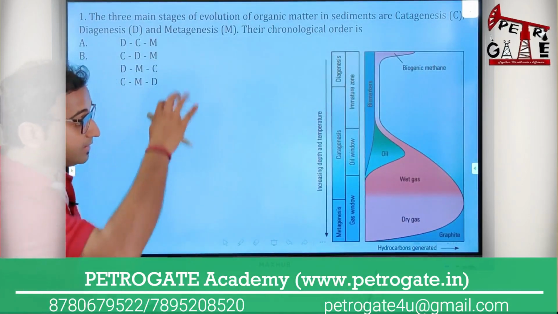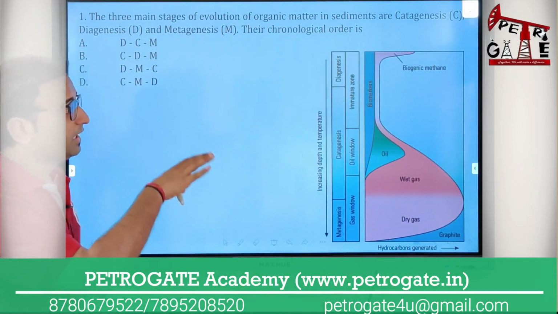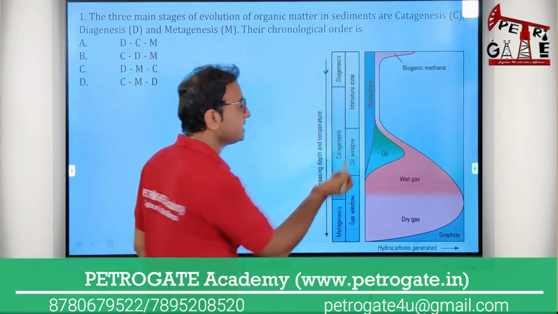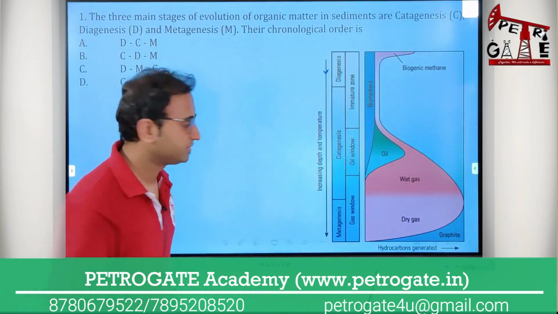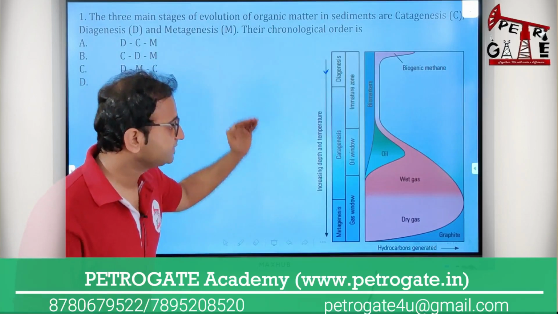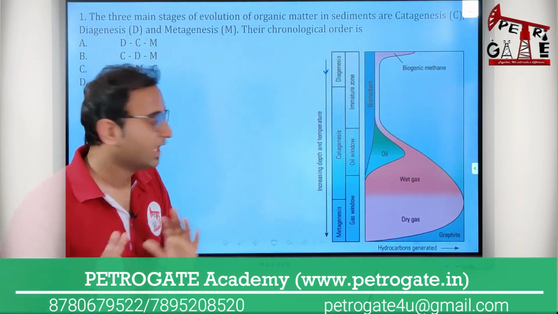Whenever your organic material is deposited at a higher depth, you will see in the initial stage will be diagenesis, the secondary stage will be catagenesis, and the tertiary stage or third stage will be metagenesis. No problem. So here, diagenesis, catagenesis, metagenesis, three stages I am getting. No problem.